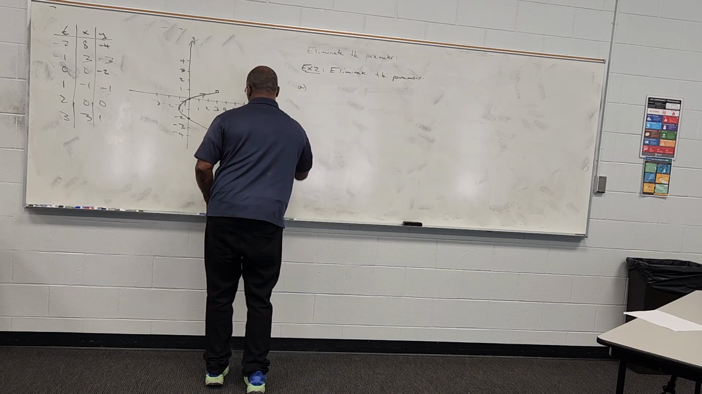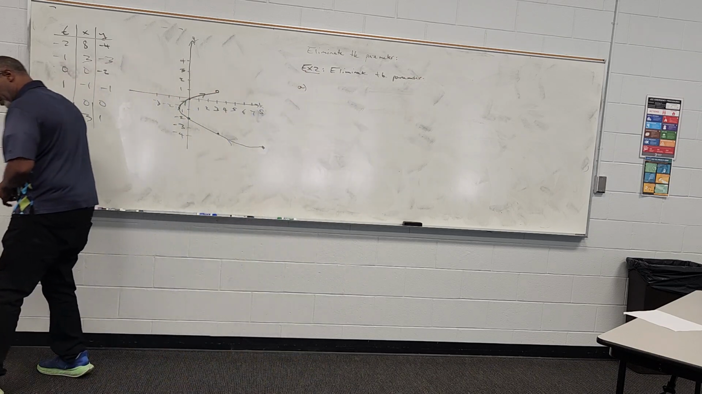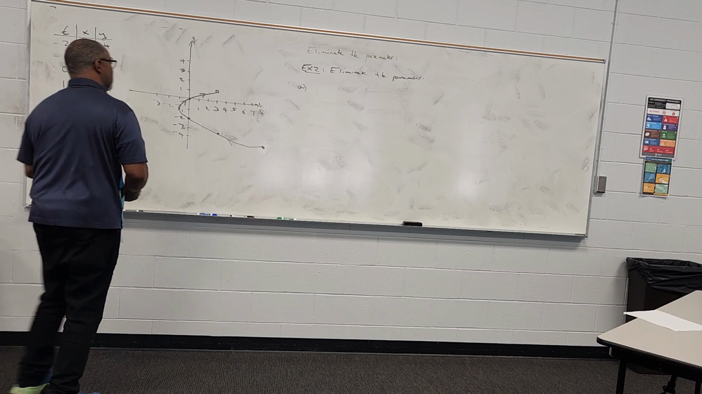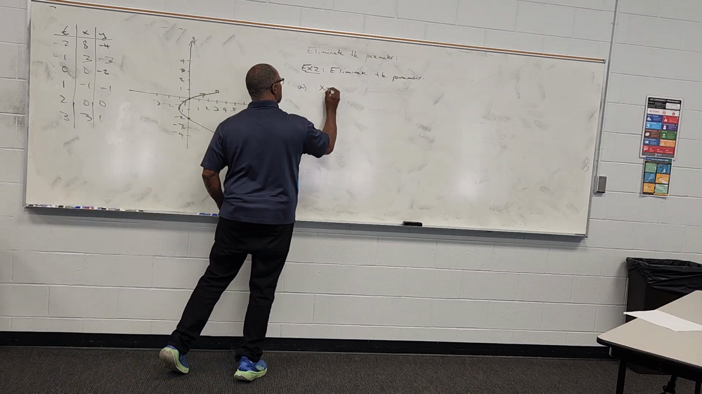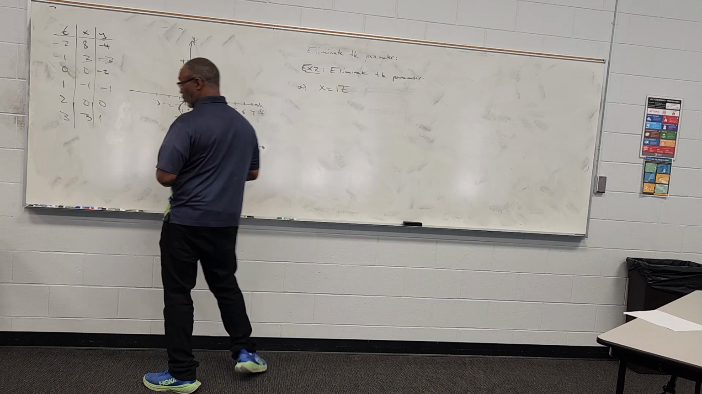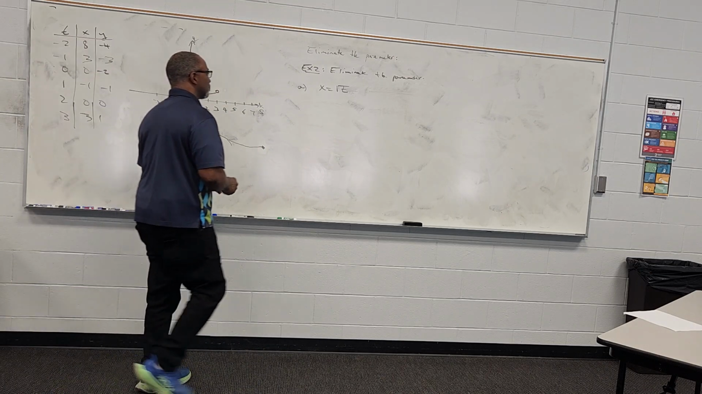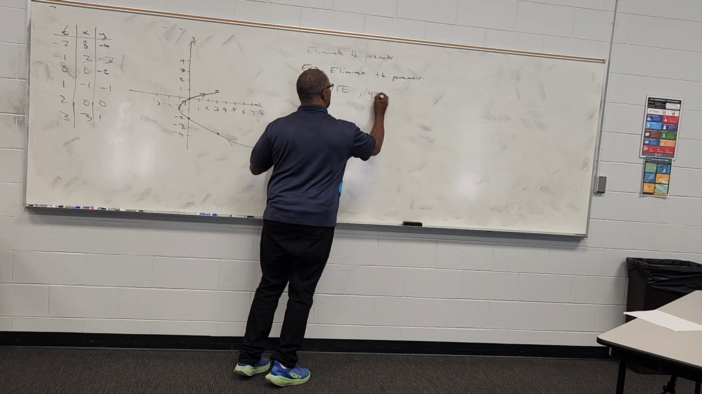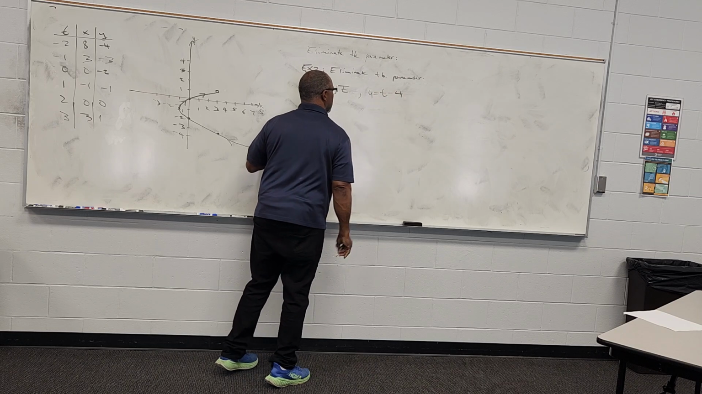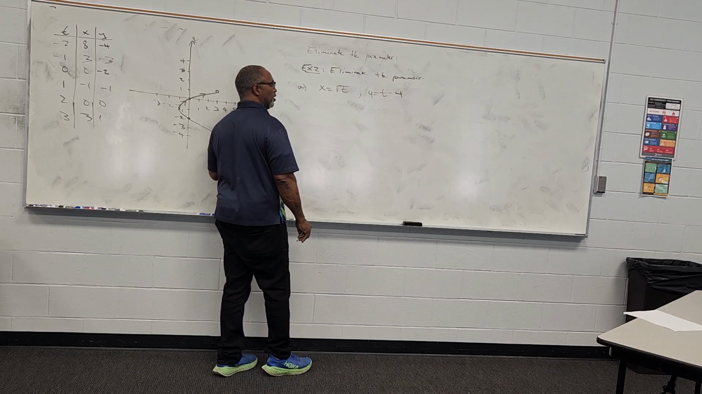So, we call it 8. They give me parametric equations. x is the square root of t. y is t minus 4. Okay? x is the square root of t, y is t minus 4.